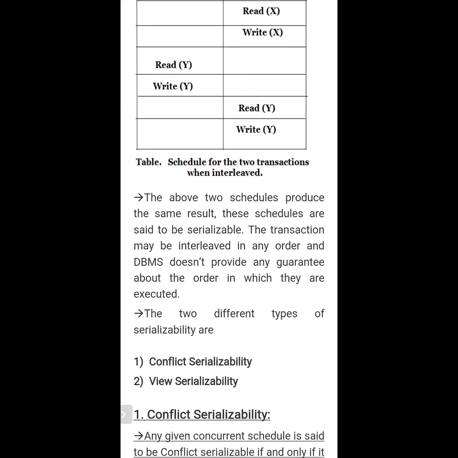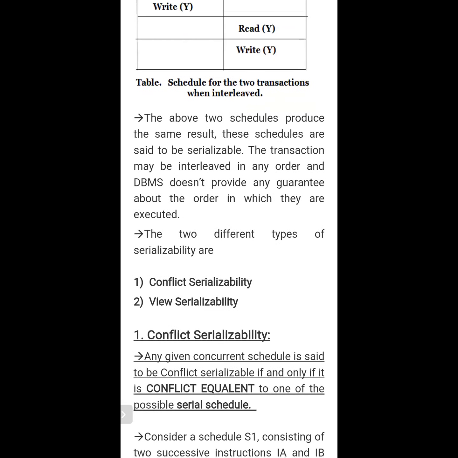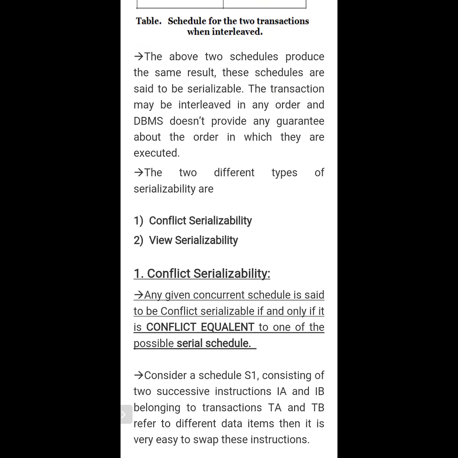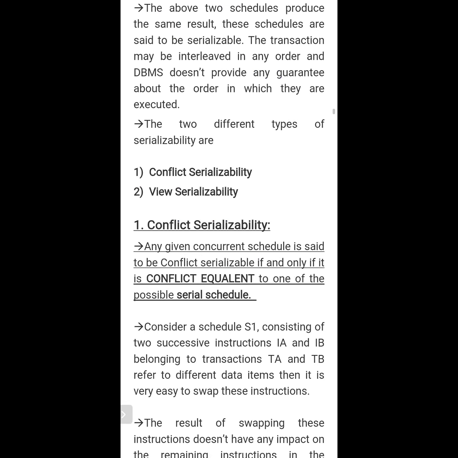Okay. The transactions may be interleaved in any order. The DBMS doesn't provide any guarantee about the order in which they are executed. There are two different types of serializability: conflict serializability and view serializability. I think the name implies it. For example, in some types of situations, the same result may not occur.